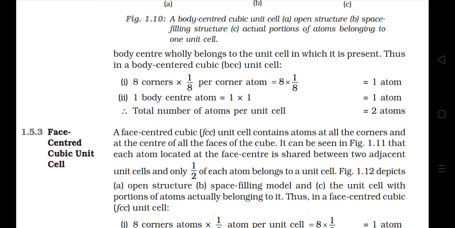Face-centered cubic unit cell. A face-centered cubic, that is the FCC unit cell, contains atoms at all of the corners and at the center of all the faces of the cube. It can be seen in figure 1.11 that each atom located at the face center is shared between 2 adjacent unit cells, and only half of each atom belongs to a unit cell. Open structure is depicted here.